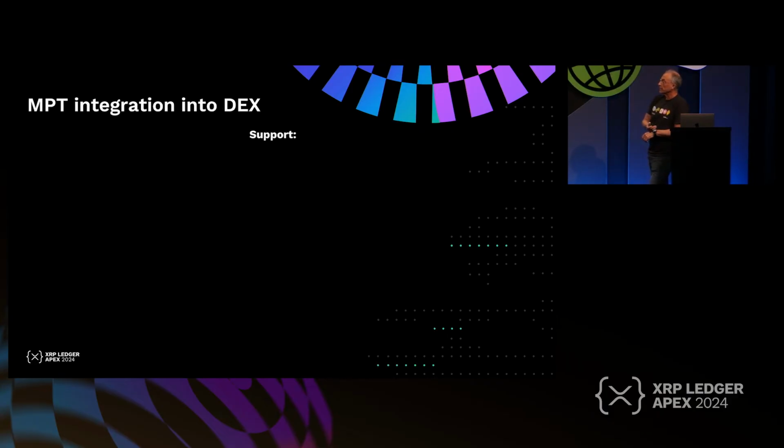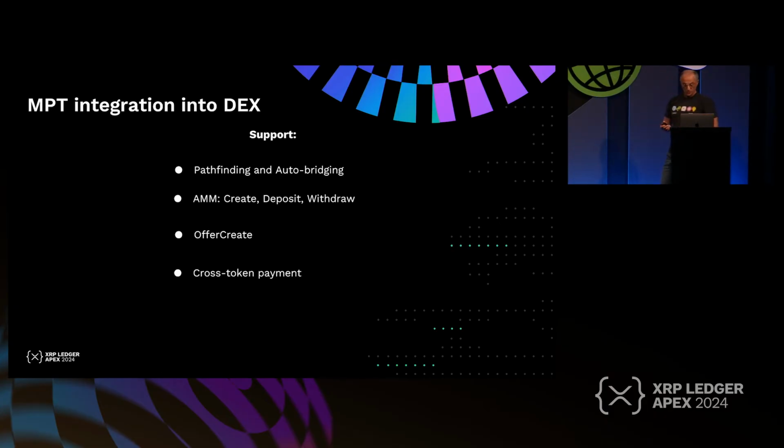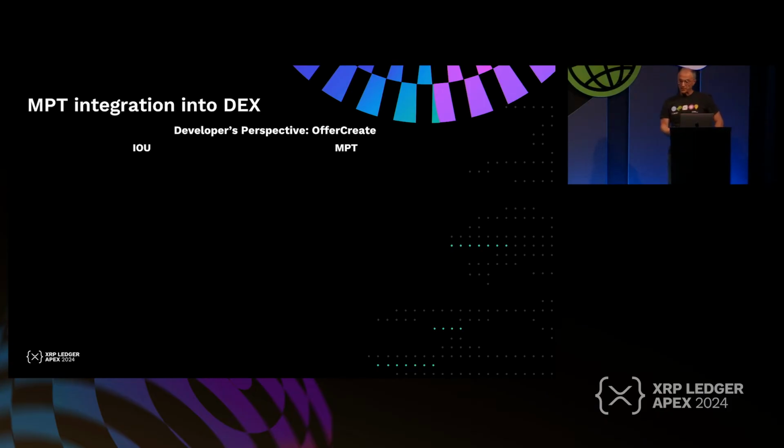And what is MPT going to support? Well, it's going to support all of the above. It will support pathfinding and auto-bridging, all AMM transactions, offer create, cross-token payments, check create, and check cash. And it will support any combination of MPT token with another token type, like MPT and IOU, MPT and XRP, and MPT and MPT. So what does it mean from the trader's perspective?